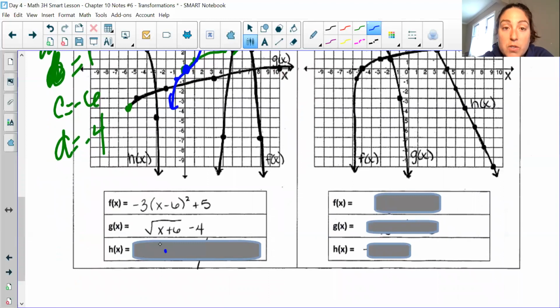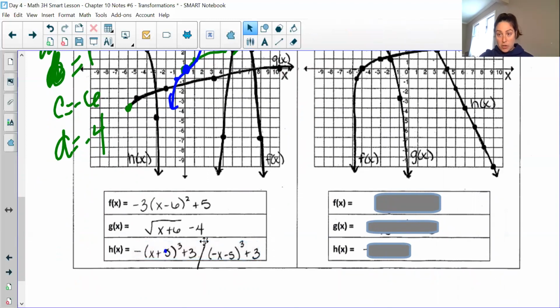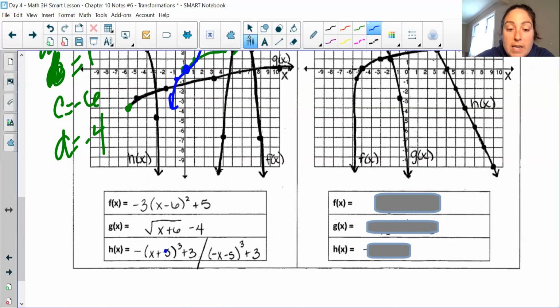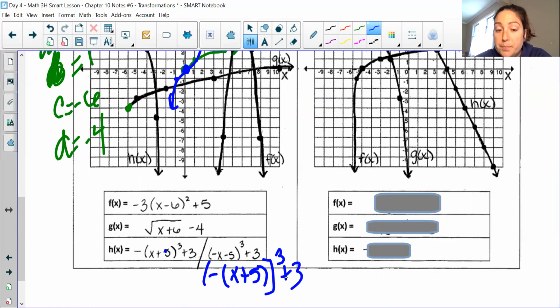So we have, again, two potential correct equations based on if you looked at this as a reflection over the x or y-axis. So reflection over the x-axis, we have that first equation, negative times the quantity x plus 5 cubed plus 3. Reflection over the y-axis, we have that second equation. And again, if you did not factor or distribute that negative in, that's okay. So that answer is just as good.